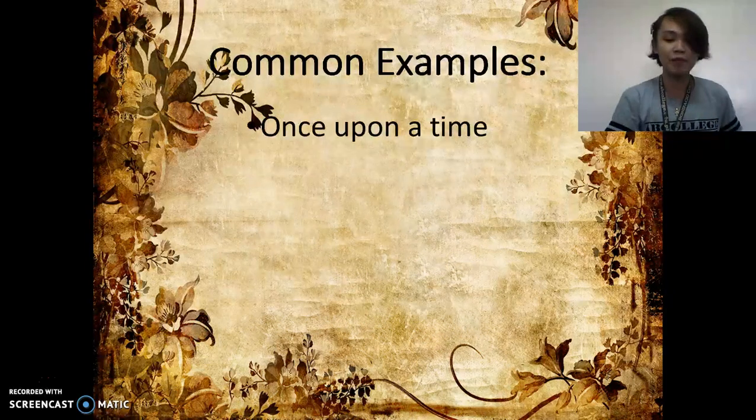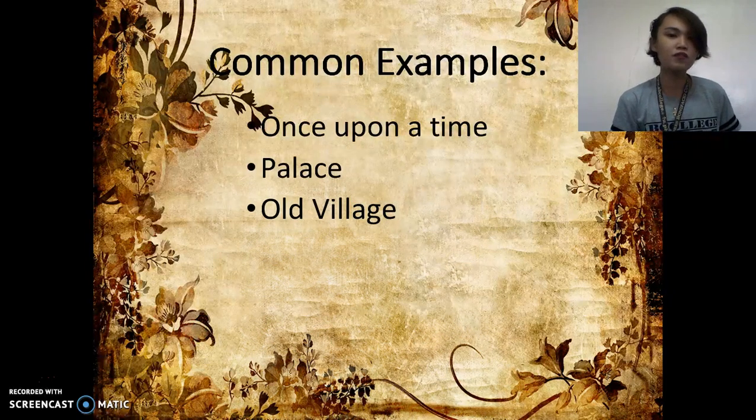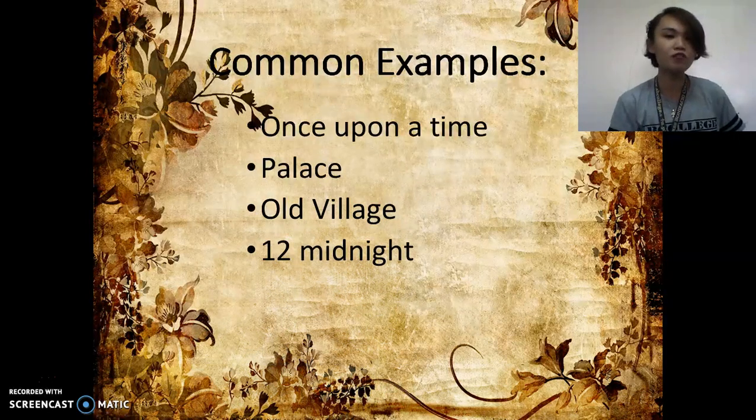These are common examples of setting which can be found in some short stories: once upon a time, palace, old village, 12 midnight in the story Cinderella, and forest.